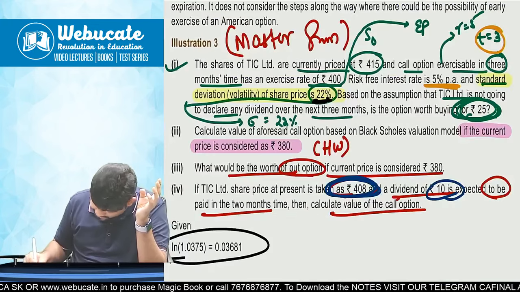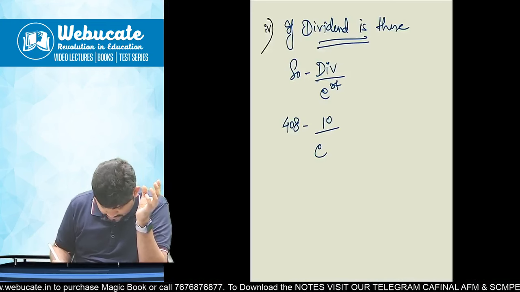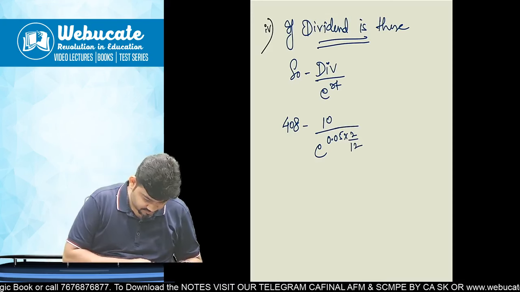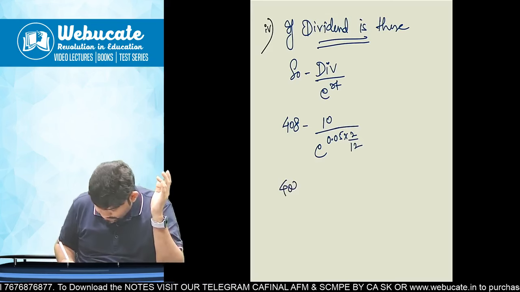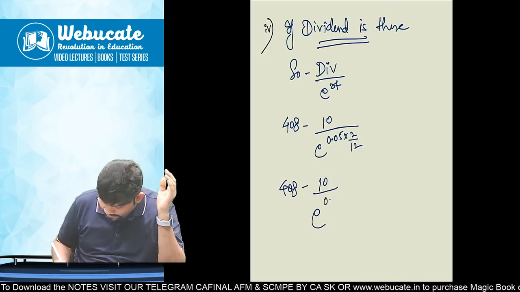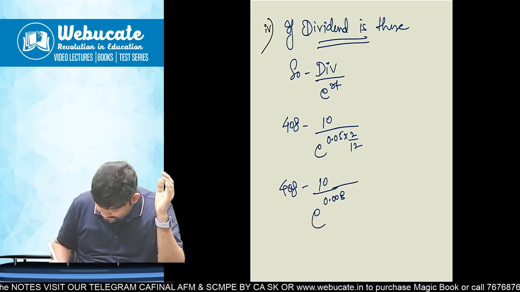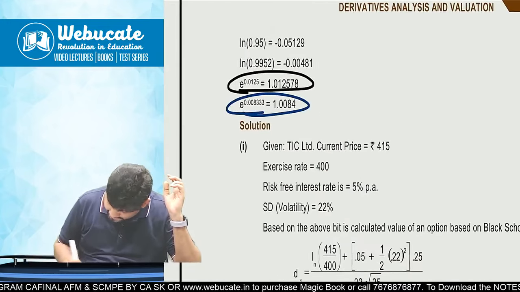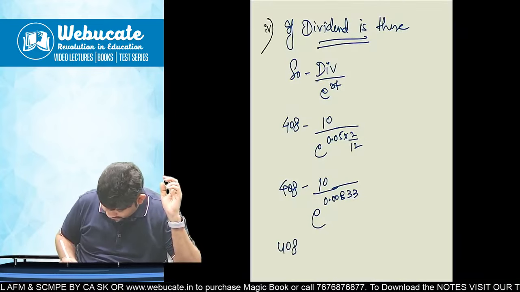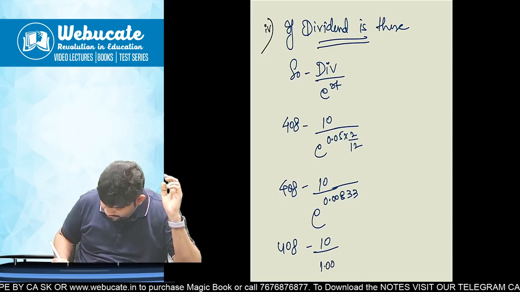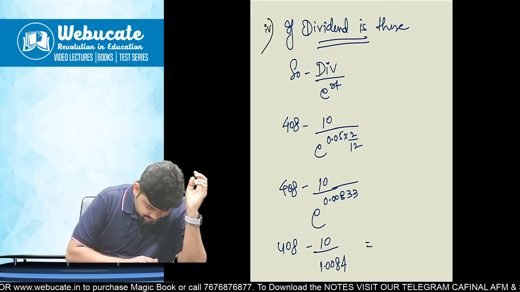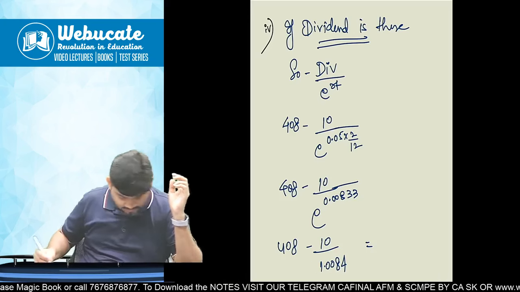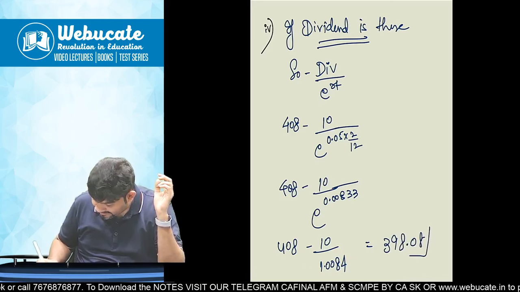R is 0.05 and 2 months time. So 0.05 into 2 by 12. So 408 minus 10 upon e raised to 0.00833. This is given as 1.0084. So 408 minus 10 upon 1.0084. Just solve this. $398.08.